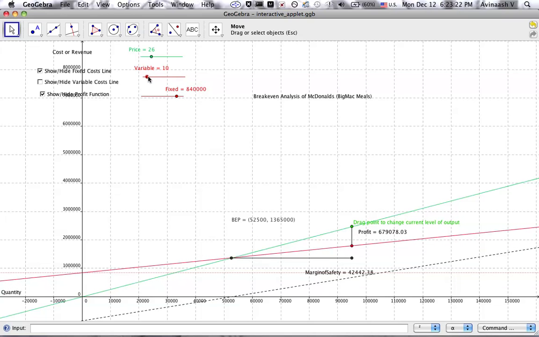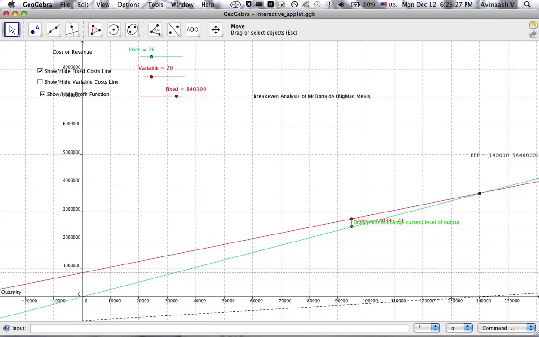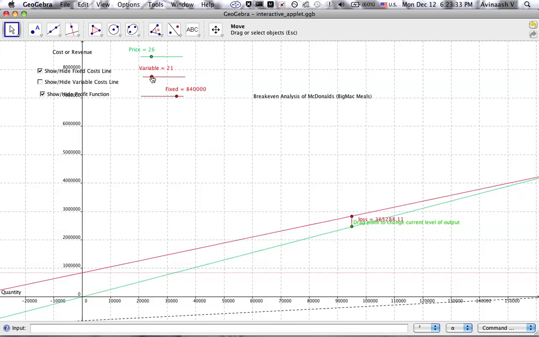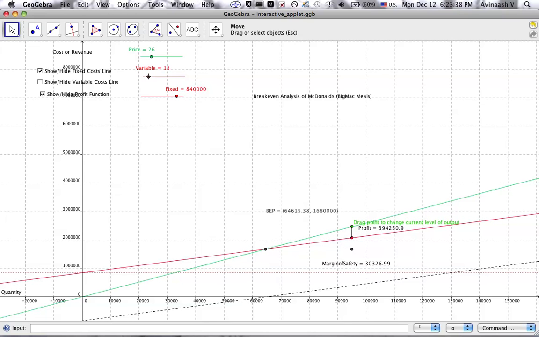And when variable cost changes, there's a significant change in the profit and loss area, as well as the BEP. When variable costs increase, BEP significantly increases, and when they decrease, BEP decreases. It's proportional. I hope you've all learned something today.